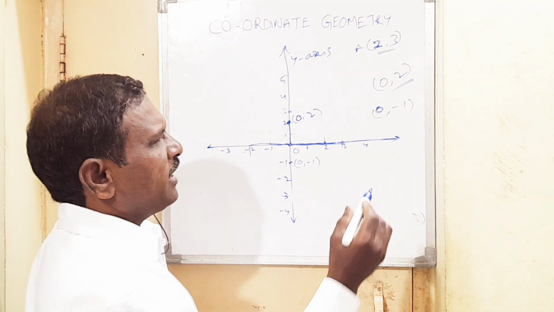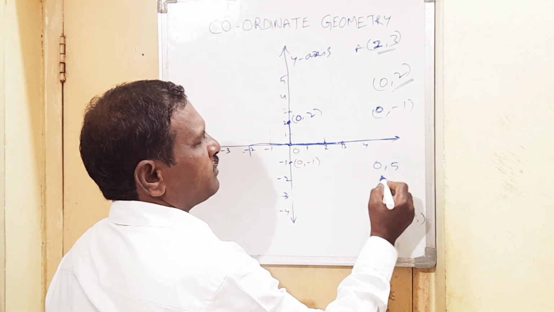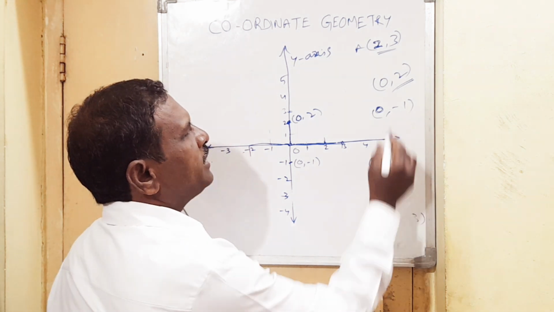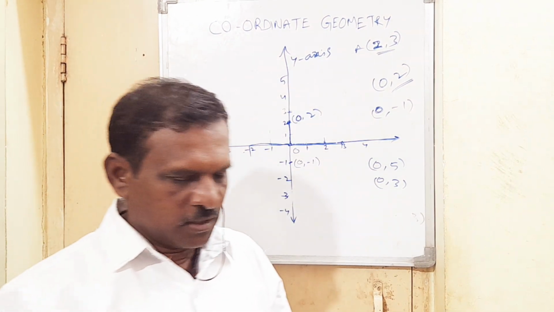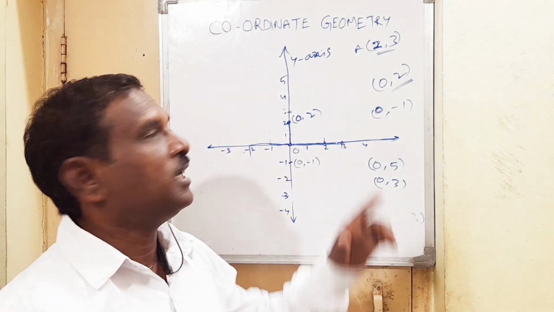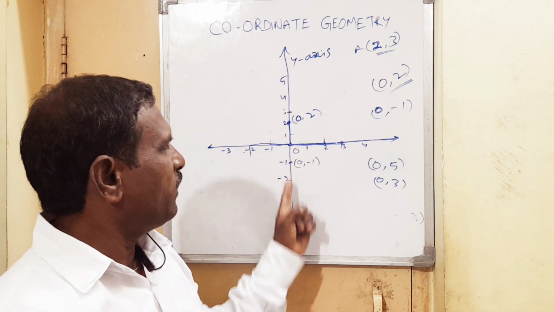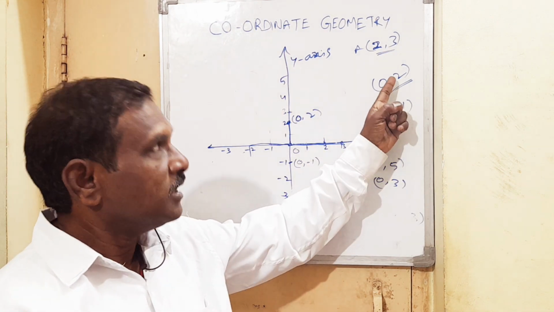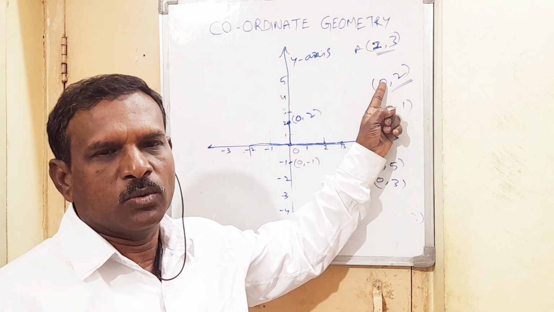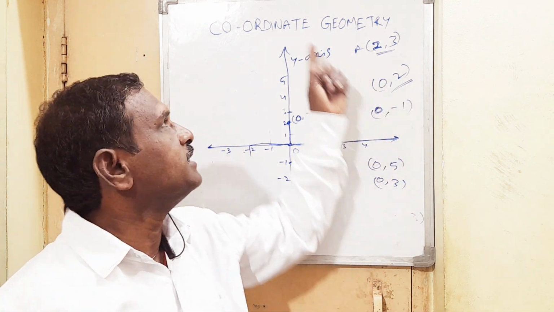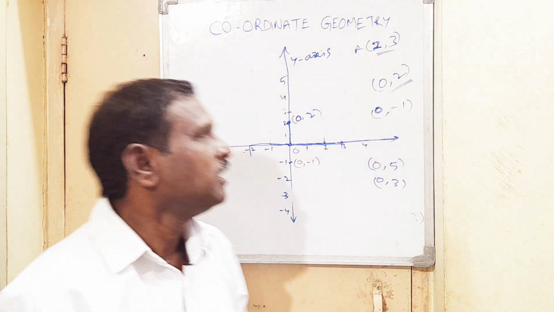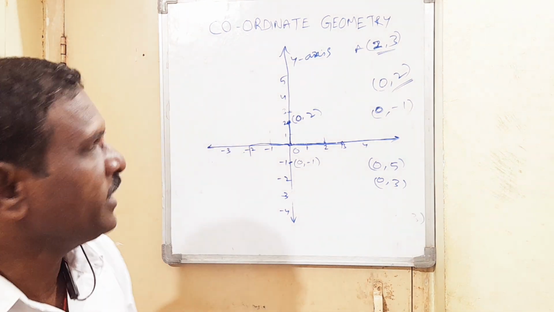Like that, if you take any number of points like (0, 5), (0, 3), all these points lie on the y-axis. So from this we can conclude that every point on the y-axis has x coordinate 0. If the x coordinate is 0, then we can say the point lies on the y-axis. Okay. Now let us see another point.